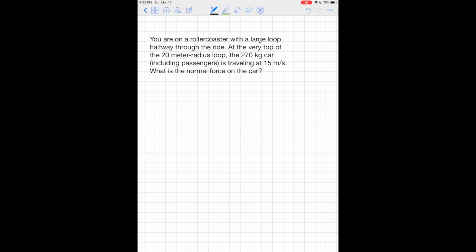The problem reads: you are on a roller coaster with a large loop halfway through the ride. At the very top of the 20-meter radius loop, the 270 kilogram car, which includes the passenger's mass, I should say, is traveling at 15 meters per second. What is the normal force from the rails on the car? So I really should have put that on there. What is the normal force from the rails on the car?